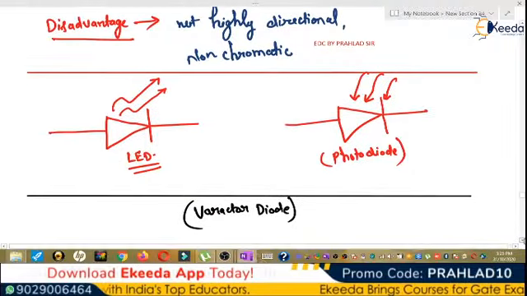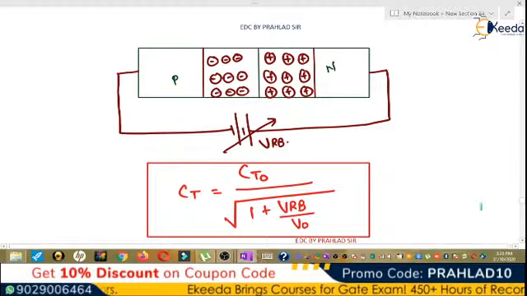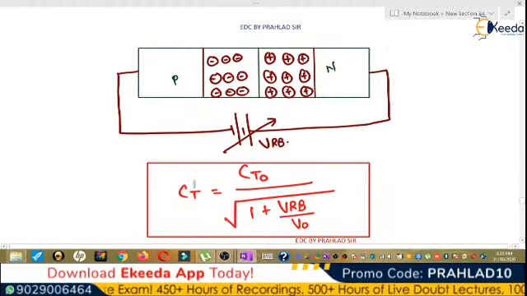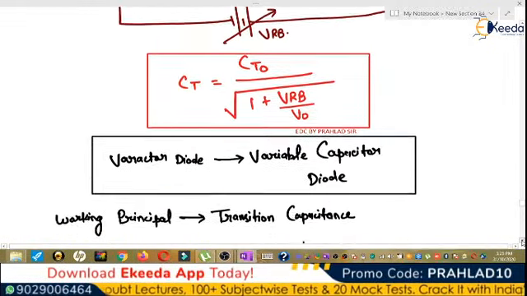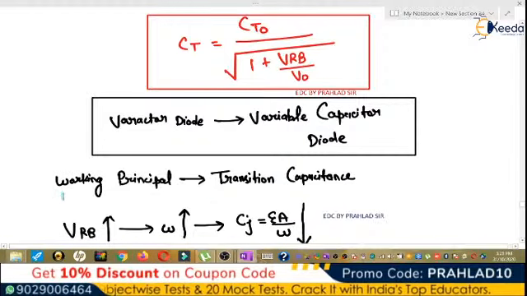Now we talk about varactor diode, which is also called as variable capacitor diode. And the working principle of this diode is the transition capacitance. When we reverse bias the diode, its transition capacitance varies with respect to applied reverse bias voltage VRB. The formula is CT equals CT0 upon square root of 1 plus VRB by V0. So the varactor diode is called variable capacitor diode, and the working principle is transition capacitance.